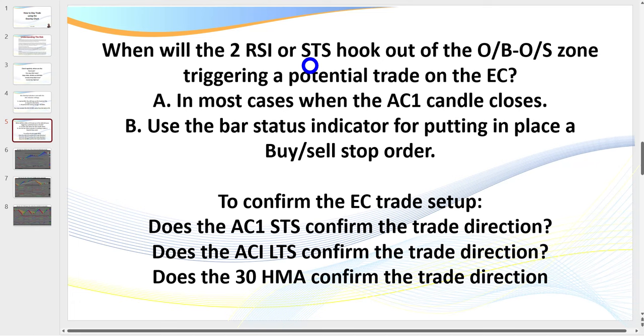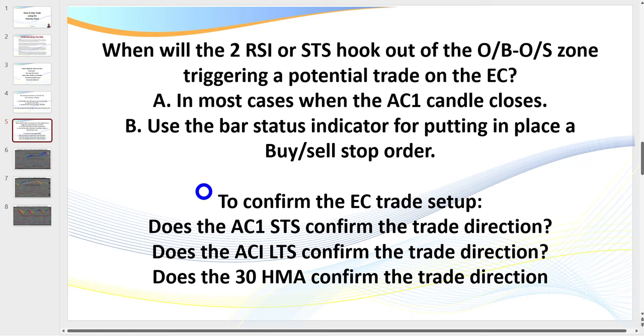So ideally, some of your best trades are going to be when you're overbought or oversold with your RSI or your short-term stochastic, and when they hook out of those overbought oversold zones, you're generally going to find you've got a rule of one on your anchor chart one. And by using the bar status indicator on the anchor chart one, or looking at that on a separate chart, or even having it off to the side, that will tell you where to put in a buy or sell stop order, and I'll show you that when we get to the charts.